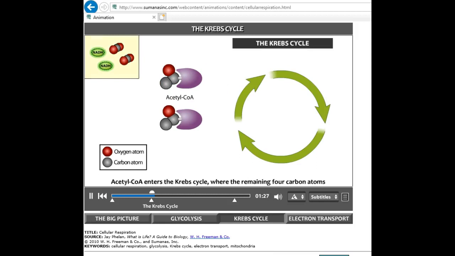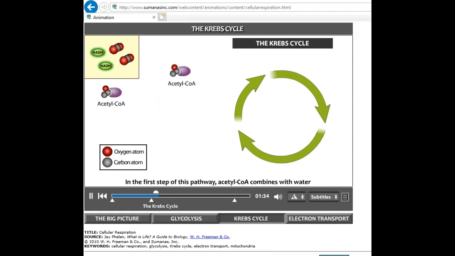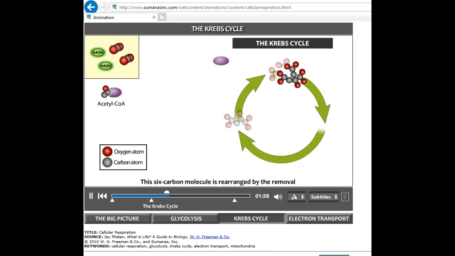Acetyl-CoA enters the Krebs cycle, where the remaining 4 carbon atoms that originated from glucose will soon be released as carbon dioxide. In the first step of this pathway, acetyl-CoA combines with water and a molecule called oxaloacetate. The first outcome of the Krebs cycle is the production of a molecule with 6 carbon atoms, 4 from oxaloacetate and 2 that originated from glucose. This 6-carbon molecule is rearranged by the removal and then the addition of water.